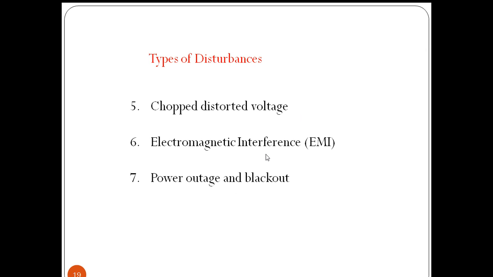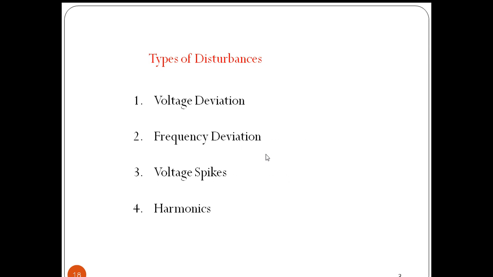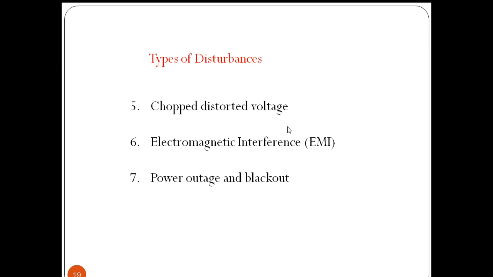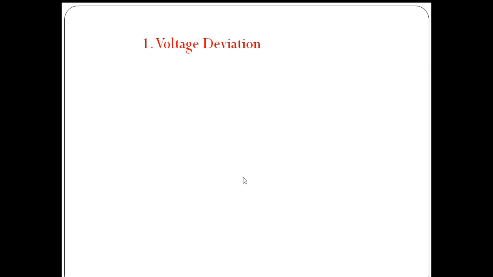These are the different types of disturbance which may occur in the existing power supply, and we have to eliminate these disturbances. Very important. In examinations, they will ask you to list any six disturbances which may occur in power supply. For that, we have to write: voltage deviation, frequency deviation, voltage spikes, harmonics, chopped distorted voltage, electromagnetic interference, power outage, and blackout. Now we are going to discuss each and every thing in detail.